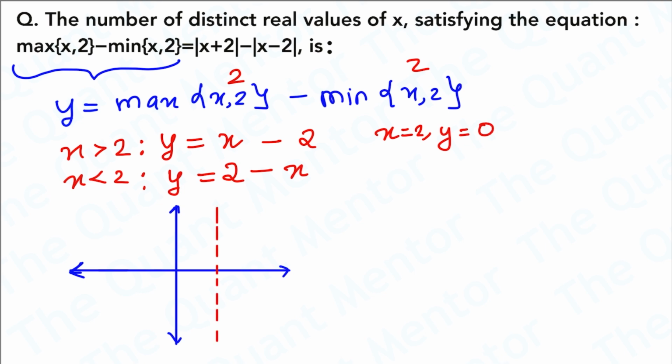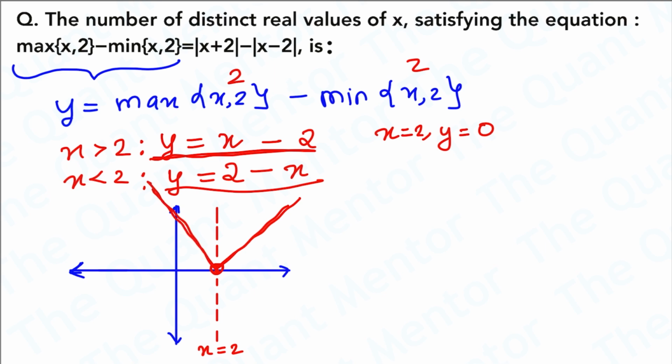So we have first drawn the line x is equal to 2. At x is equal to 2, the y coordinate is 0, so this is the point x is 2 and y is 0. Now, beyond x is equal to 2, the graph is y is equal to x minus 2, going something like this. Similarly, to the left of x equal to 2, we refer to y is equal to 2 minus x, and it will look something like this. So this is the first graph, y is equal to max of x comma 2 minus min of x comma 2.